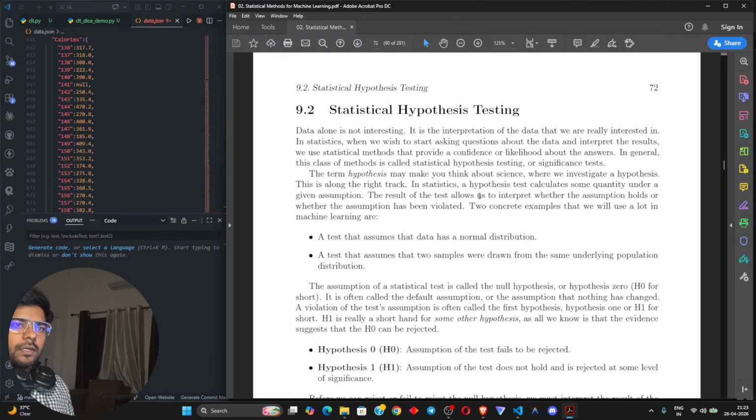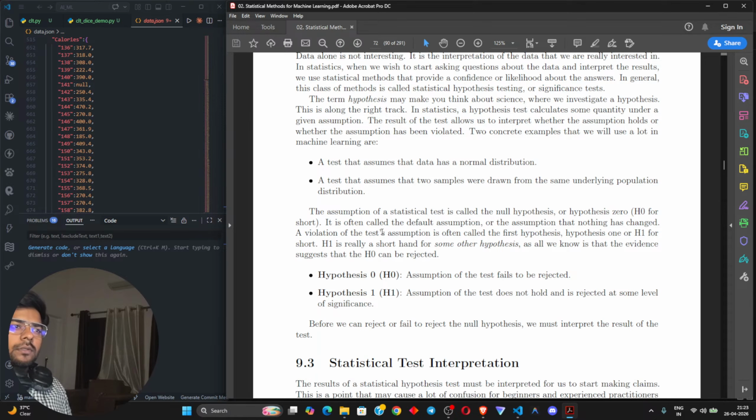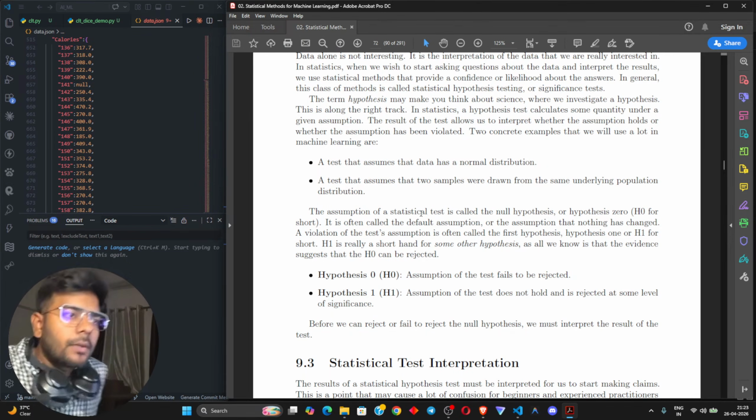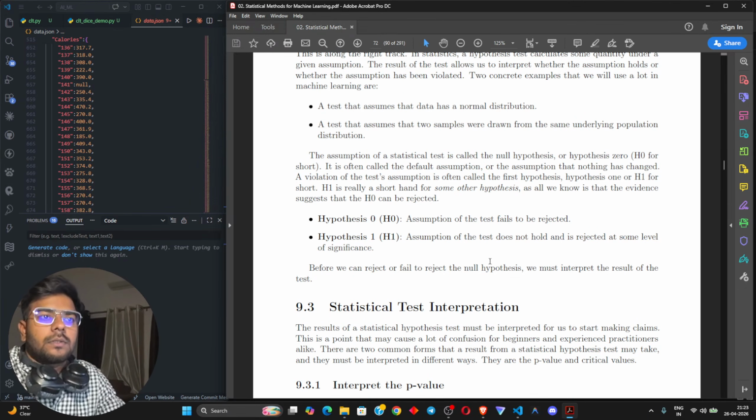In statistics, a hypothesis test calculates some quantity under a given assumption. The result of the test allows us to interpret whether the assumption holds or whether the assumption has been violated. Two concrete examples that we will use a lot in machine learning are a test that assumes that data has a normal distribution, and a test that assumes that two samples were drawn from the same underlying population distribution. The assumption of a statistical test is called the null hypothesis.